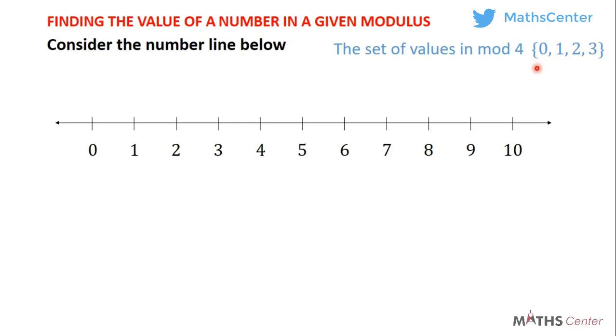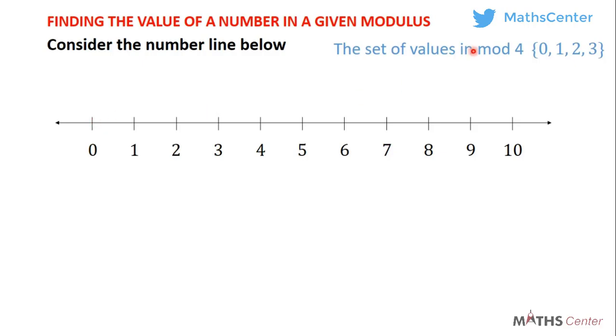Let's say that we want to find the value of 7 in mode 4. How are we going to do that? We are going to list the set of values in mode 4 alongside the set of whole numbers that we have on our number line. Then we pick the number that corresponds to 7. Now this is what I mean. We know that in mode 4, the set of values we use are 0, 1, 2, and 3. So we will list these values alongside the set of whole numbers that we have on our number line.